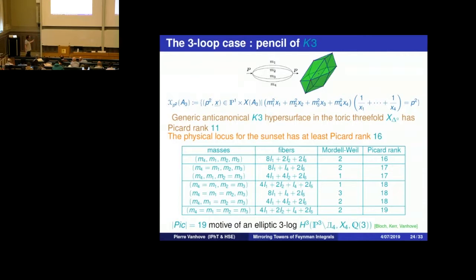But with this elliptic fibration, by the iterative construction I described to you, you can understand what this pencil actually is. So when the four masses are different, you have this type of fibers, the Picard rank is 16, and then you have 17, 18, 19, so these are the cases.